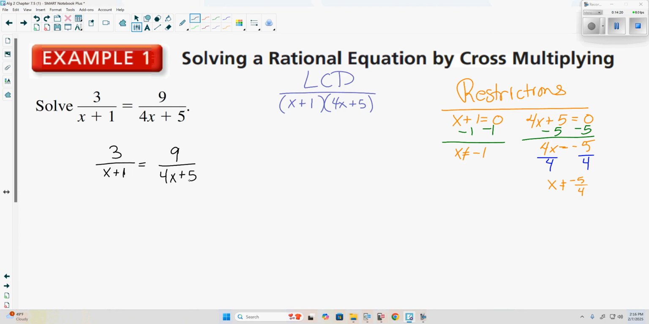Now up to this point, whenever we've applied the least common denominator, we've always been multiplying on top and bottom. Yesterday, we multiplied the fraction by x plus 1 times 4x plus 5 over x plus 1 times 4x plus 5. Multiplied it by something over itself.